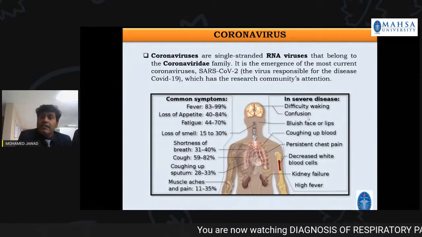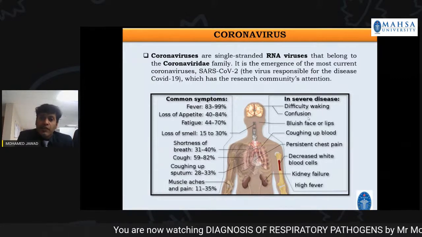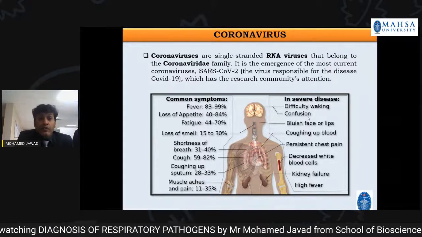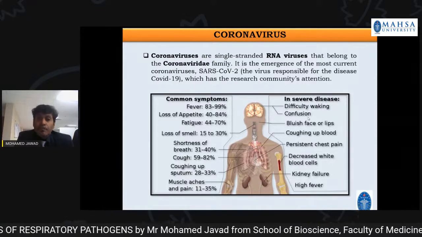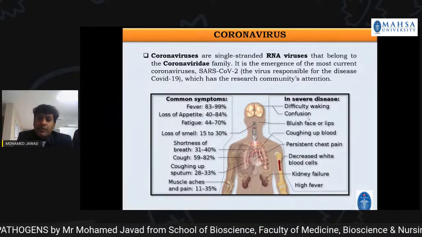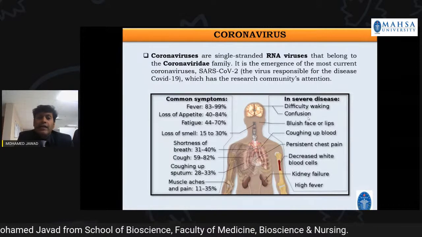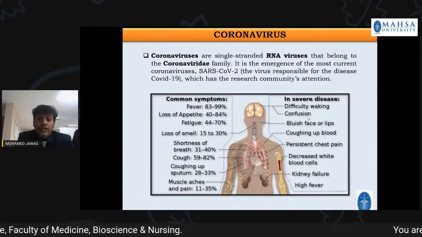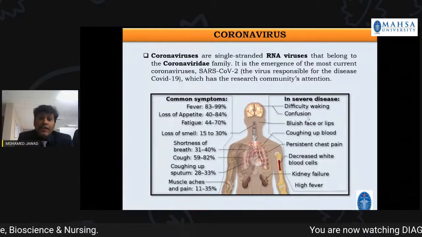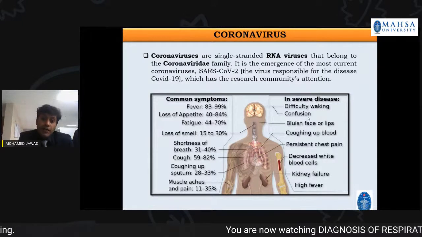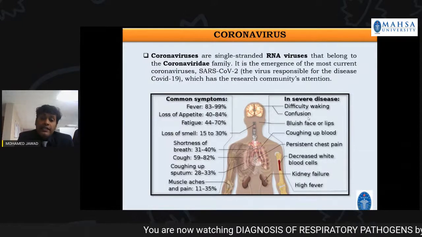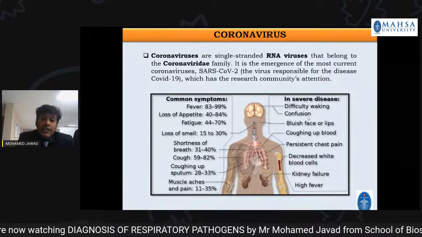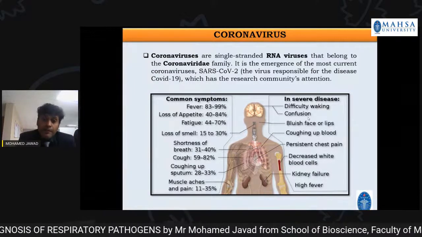The common symptoms: 99% will show fever, loss of appetite, fatigue, loss of smell and shortness of breath, a lot of respiratory coughing, sputum, muscle pain, and so on. In severe cases of coronavirus, there is difficulty walking, confusion, bluish face and lips, and in the blood picture, it will show decreased white blood cells. It will lead to kidney failure and high fever also.